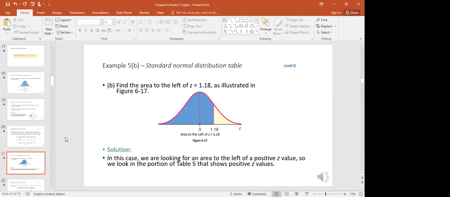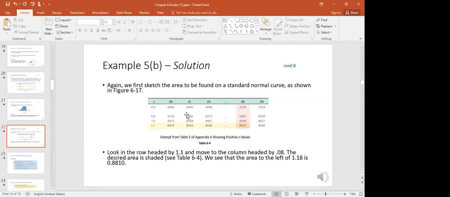Find this area to the left of Z equal to 1.18. So this is 1.18. You will go to the standard normal distribution table and identify 1.18. So this is 1.1, the first decimal, and the second decimal is 8, which is here. So the area to the left of 1.18 is 0.8810.